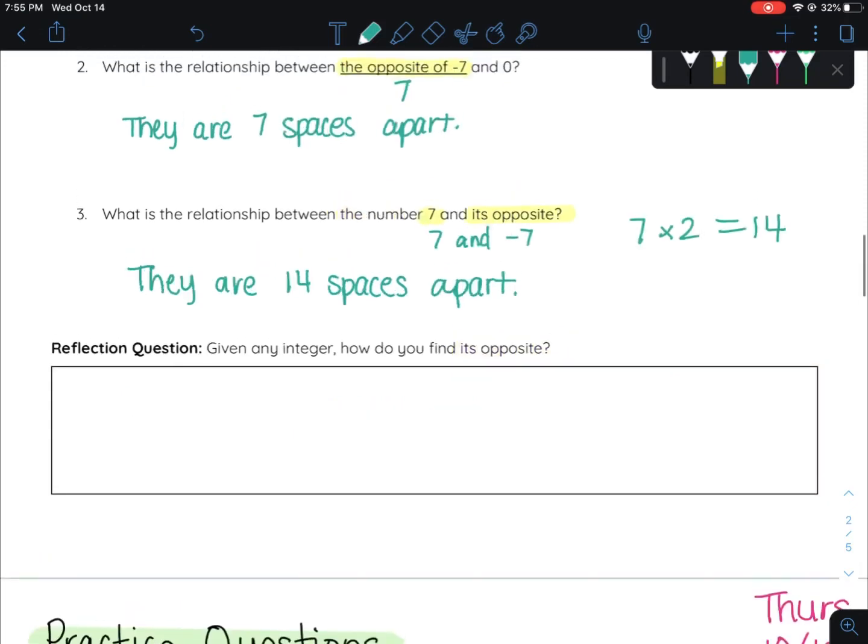All right, so just last up, our reflection question. Given any integer, how do you find its opposite?